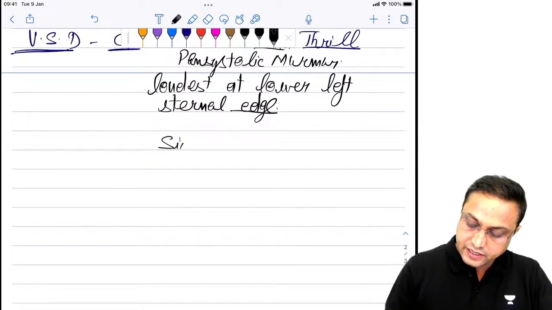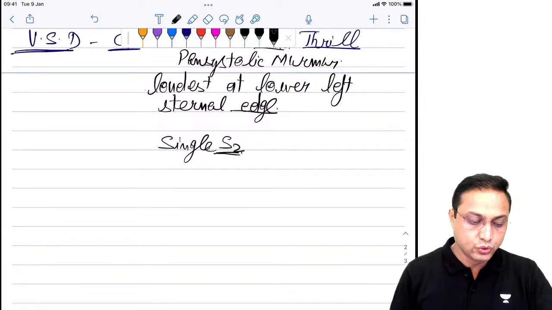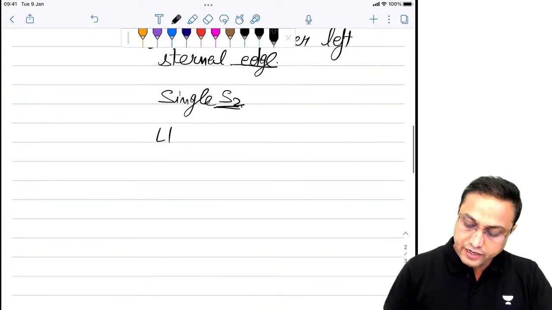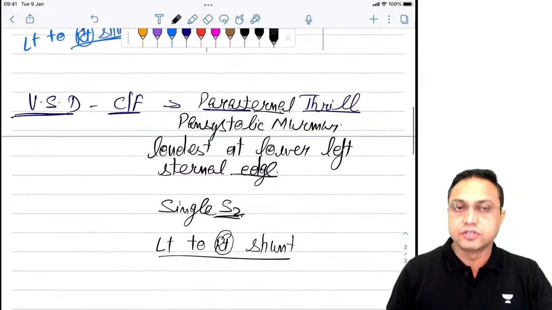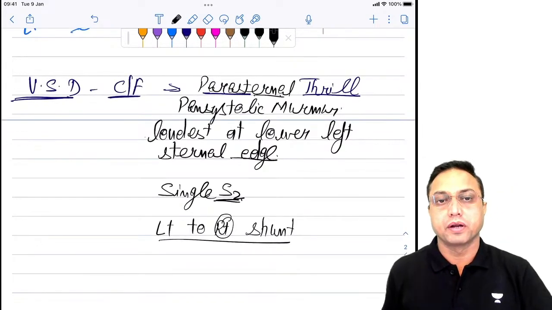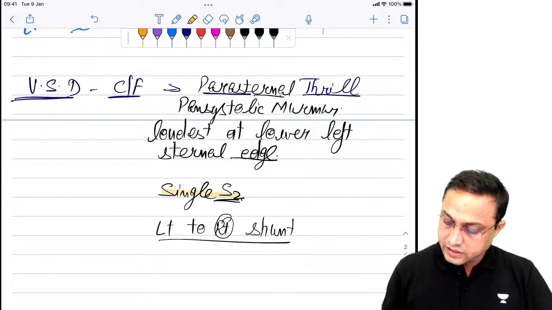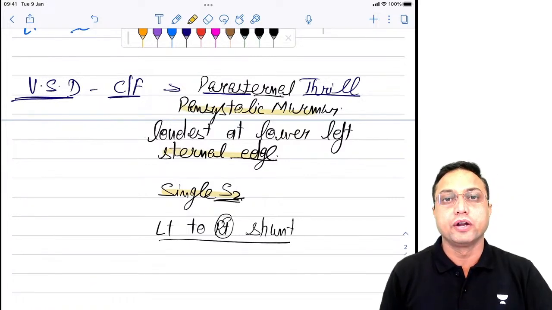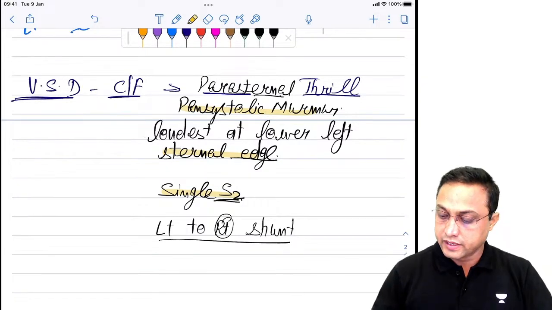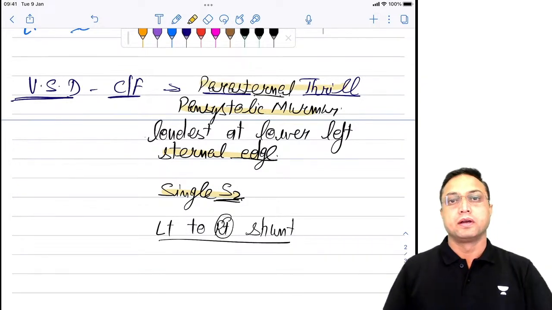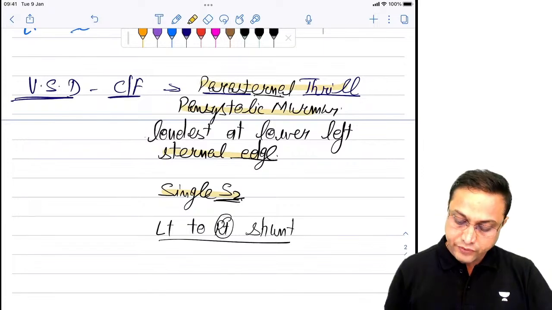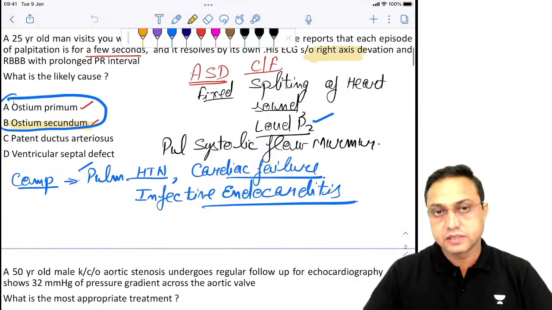There will be a single S2 you can find, and you can find a left to right shunt. Basically, there is a left to right shunt. So these are some of the characteristic features of the VSD. You have to keep it in mind. Generally, guys, they ask this: this is a pansystolic murmur, where do you find it loudest, or where do you find a thrill? The thrill is at the parasternal area, right? So this is the quick review about the VSD. I hope you have understood the concept over here.